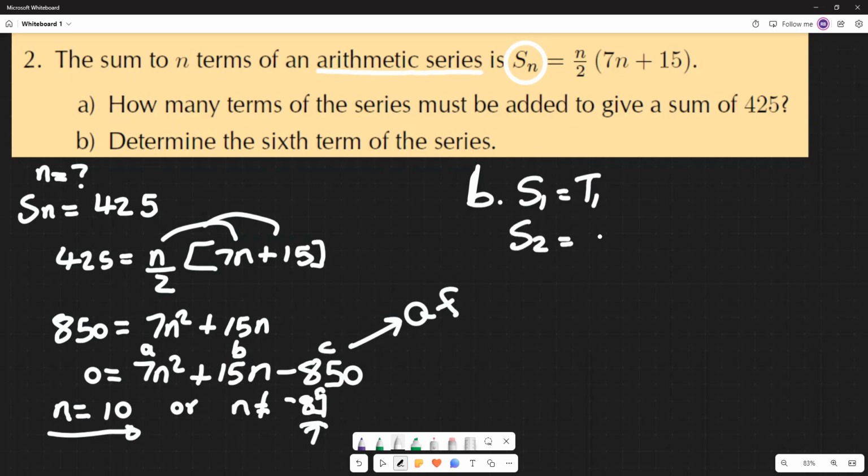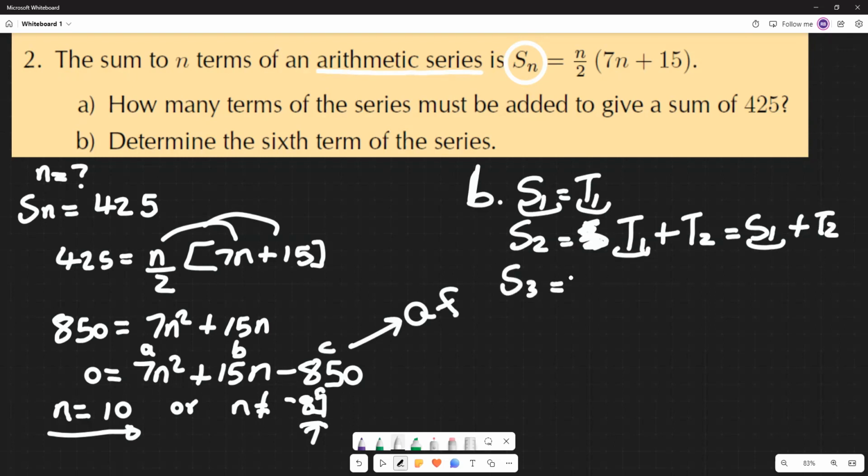S2 is basically, let me cancel this. Remember, S2 is adding term 1 plus term 2, right? But you can see that this guy here can change to S1 because we said T1 and S1 are equal. So S2 is basically S1 plus T2. You see? Sharp. Now let's do S3. S3 is going to equal T1 plus T2 plus T3, which becomes, if you check here, T1 plus T2, it's S2 plus T3.